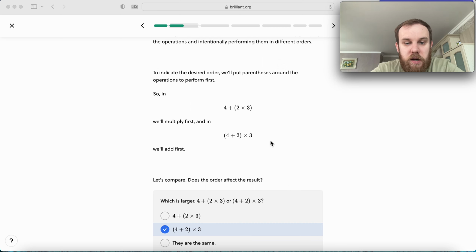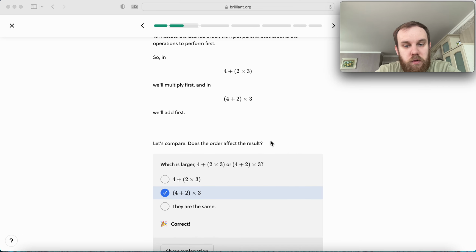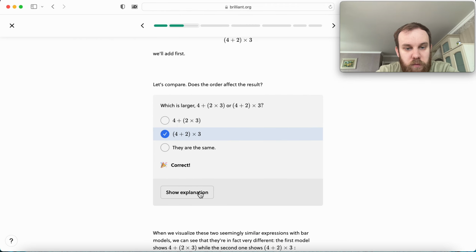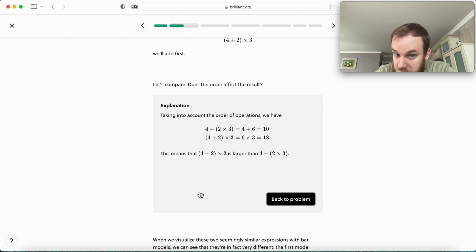Okay, so if we multiply 2 by 3, it will be 6, and plus 4, it will be 10. So if we add 4 plus 2, it will be 6, and multiplying 6 by 3 will be 18. So there will be a difference. Let's compare. Does the order affect the result? Which is larger? The second one is larger. So yeah, it's selected here and it's correct, and we can also check the explanation. Yeah, 10 and 18. So we are right here.